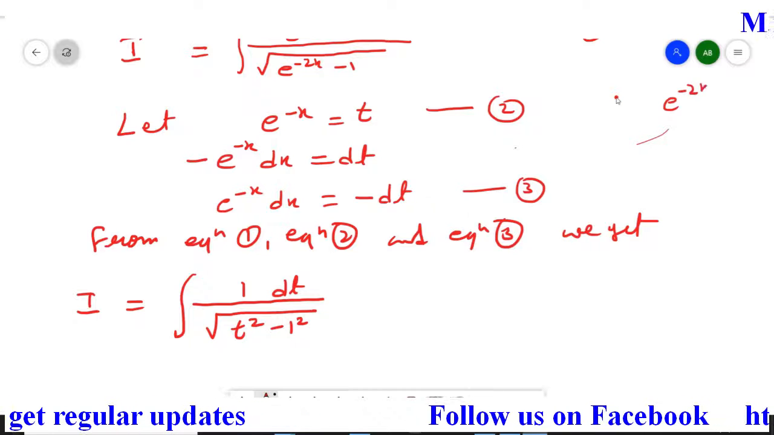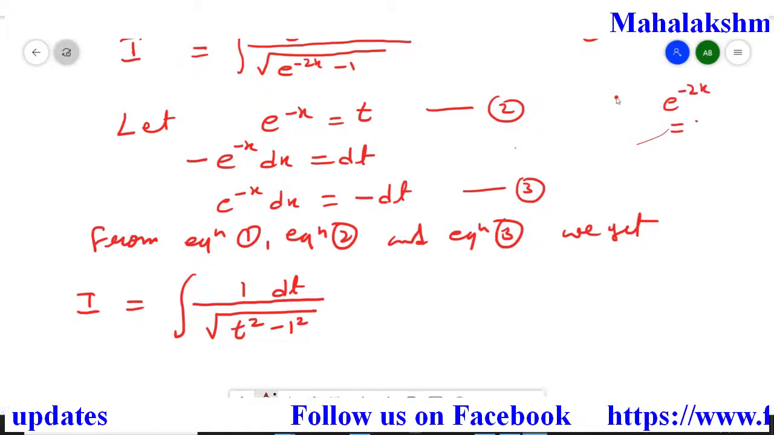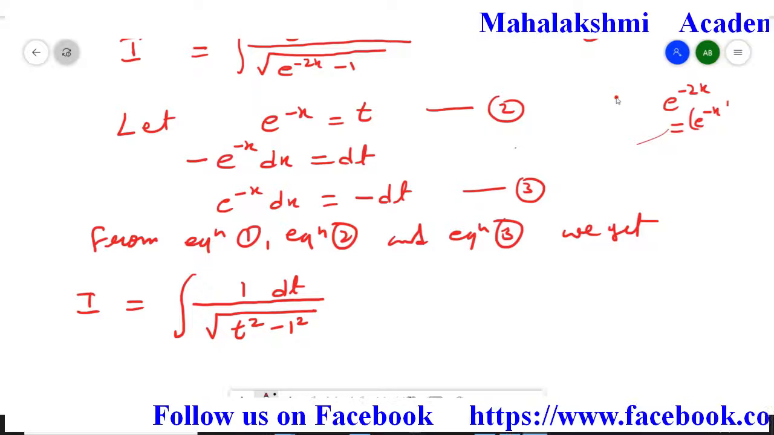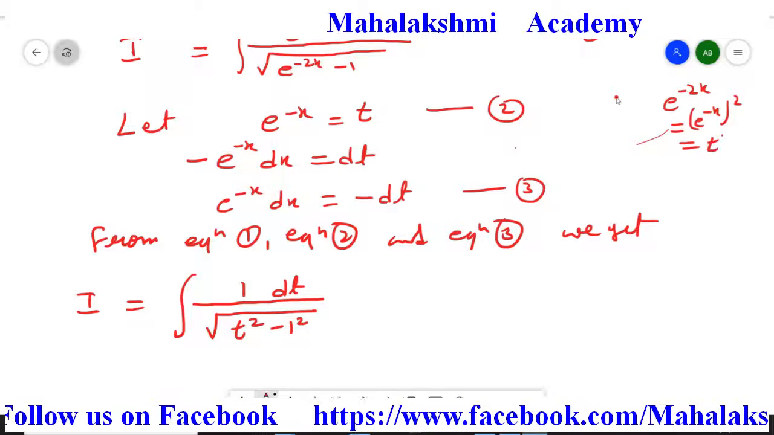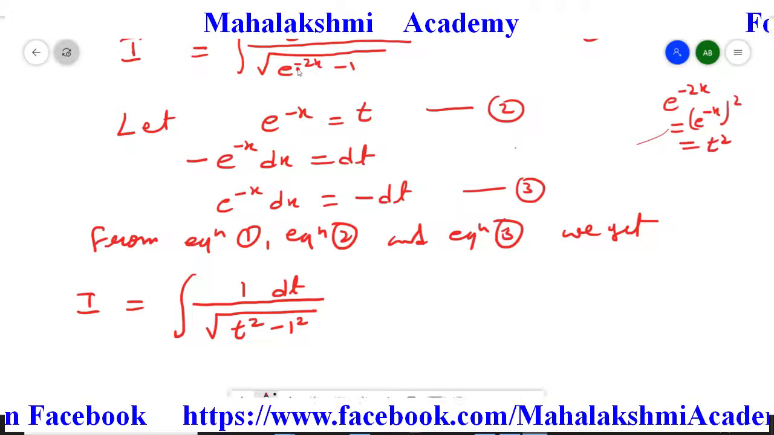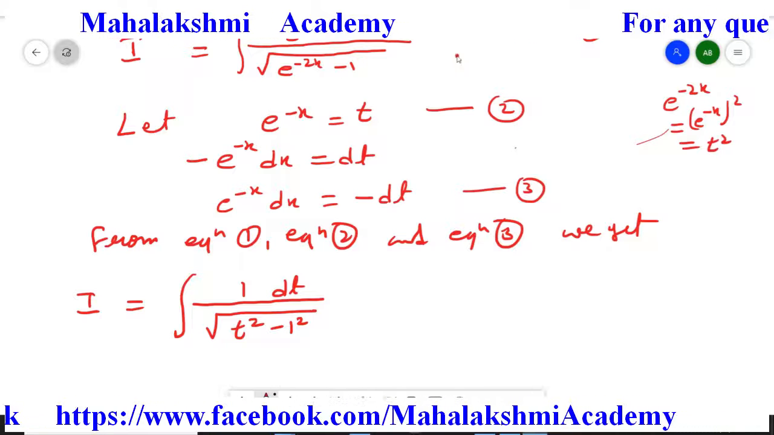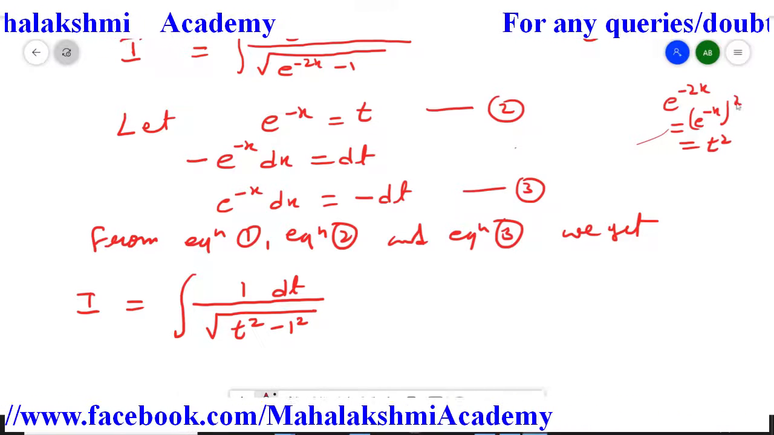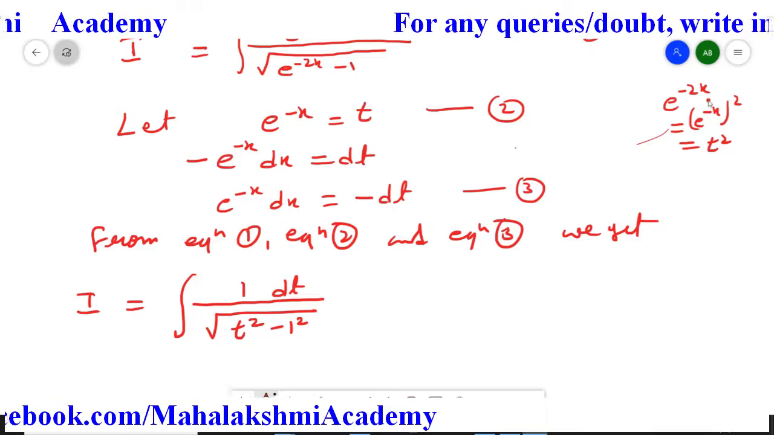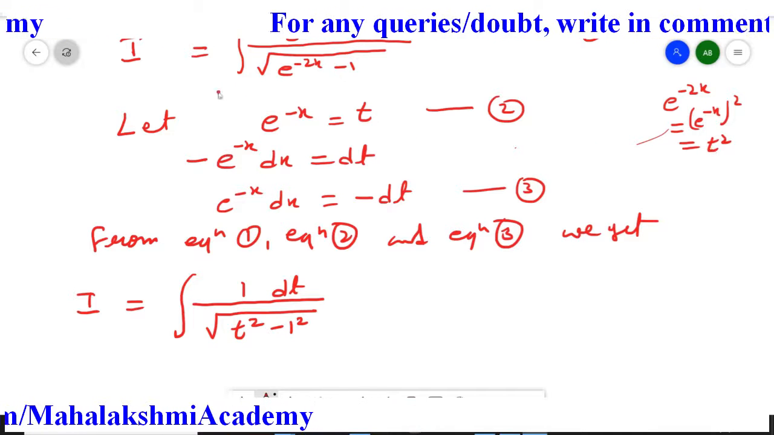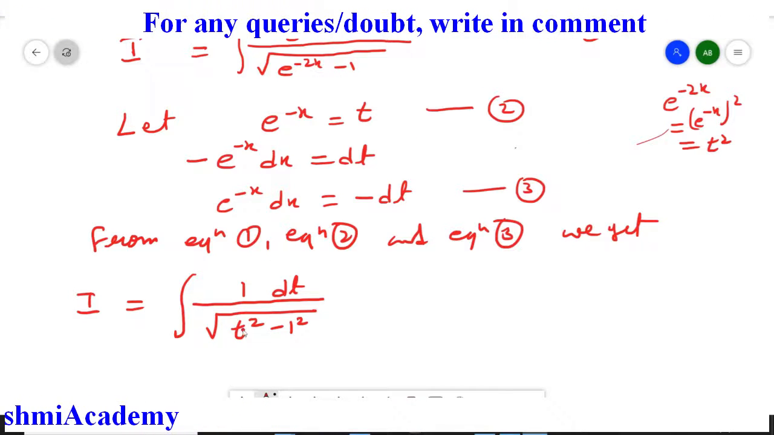We can write e to the power minus 2x as (e to the power minus x) whole square, so it's going to be t square. I hope it's clear to you. So this is t, and this is going to be t square. So instead of e to the power minus 2x, what will come here?